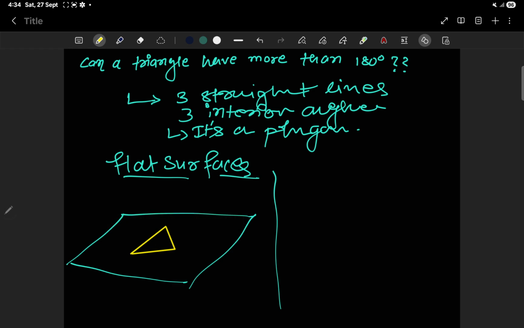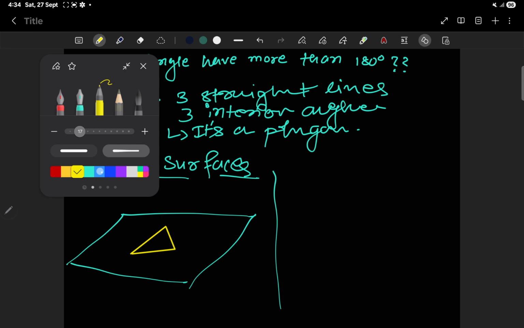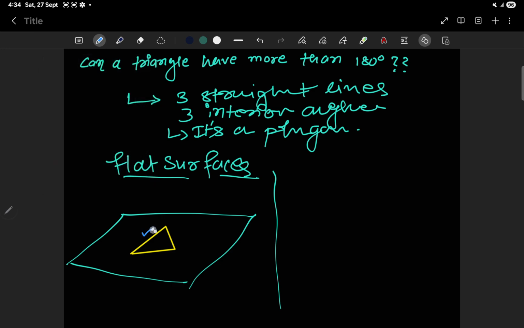So we have three straight lines. By the definition, a triangle is made of three straight lines. Yes, we have three straight lines, and it is a polygon. That is also true. And it has three interior angles. So by definition, it is a triangle. And we know that in this case, a triangle has 180 degrees as the sum of its interior angles.